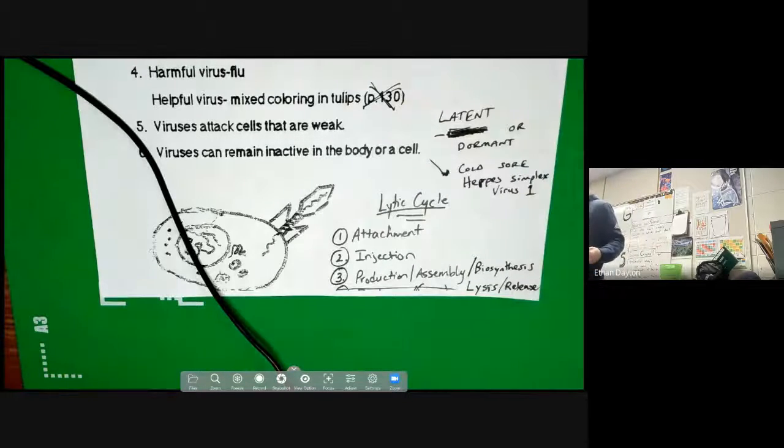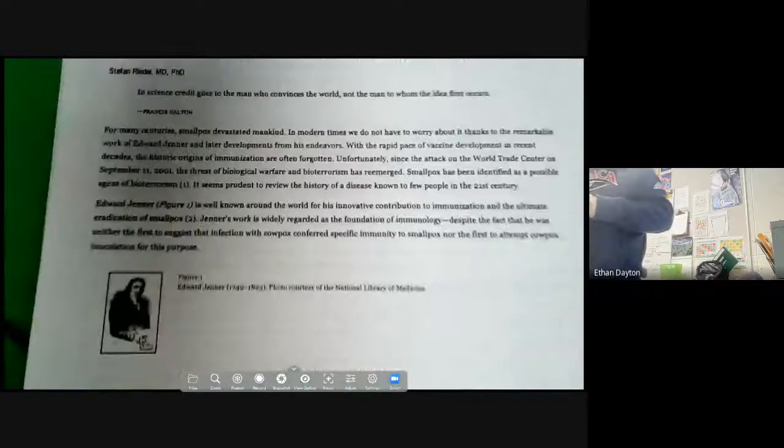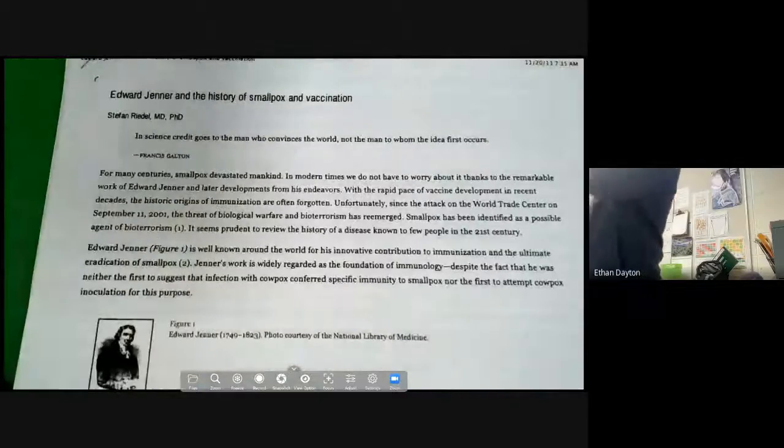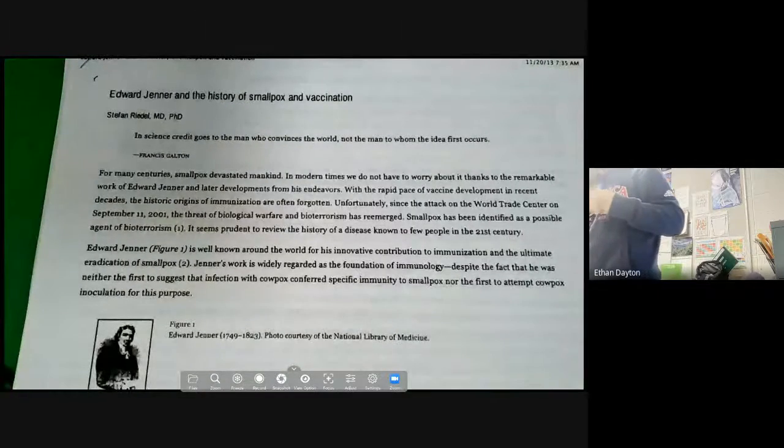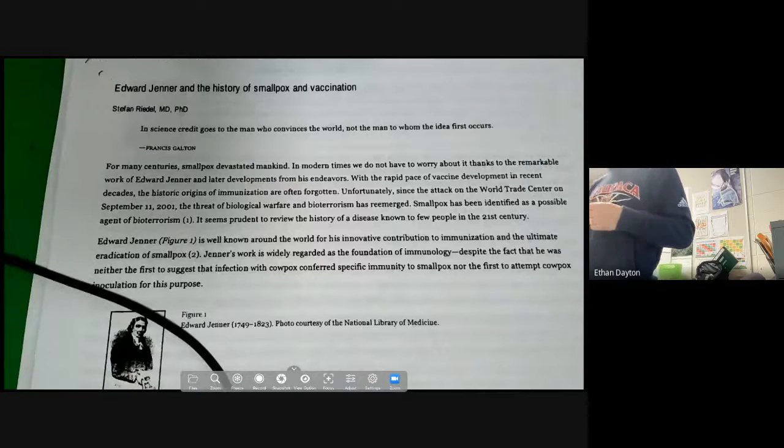Okay, so you have been given the virus activity sheet. I'm going to first read to you a little bit about the history of smallpox and vaccination. Smallpox was one of the deadliest diseases known to mankind, and it's pretty much been eradicated. Okay, so here we go.